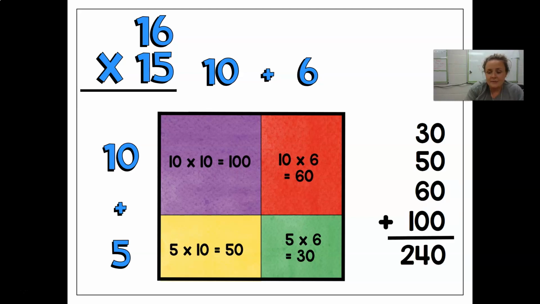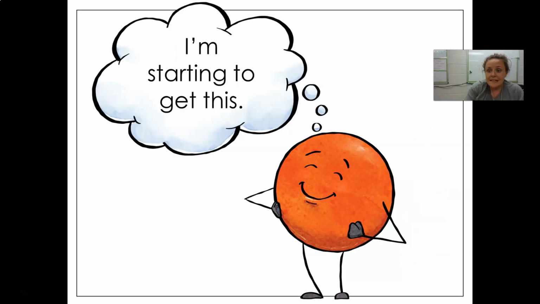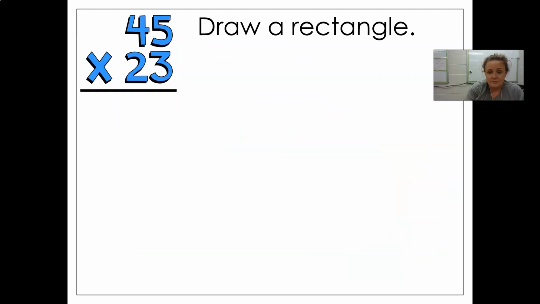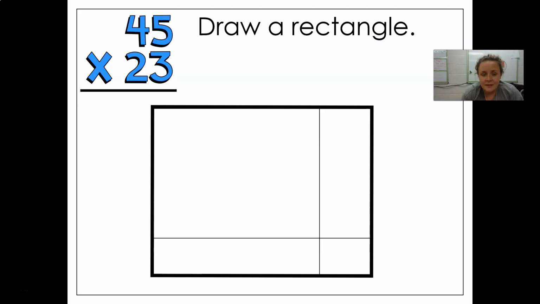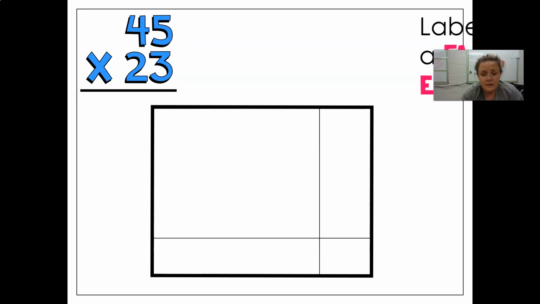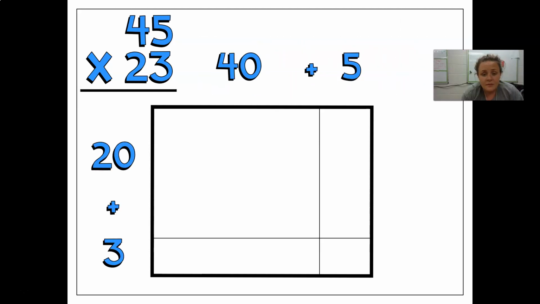240. So 16 times 15 is 240. Let's do one more together. Draw your rectangle, 4 boxes in each. Go ahead and break each of your factors into expanded form and fill in the length and width: 40 plus 5 and 20 plus 3. Pause the video, do your multiplication.